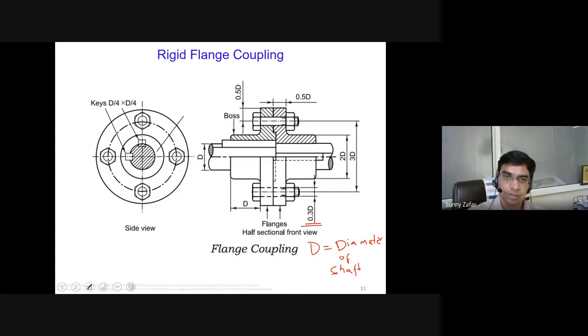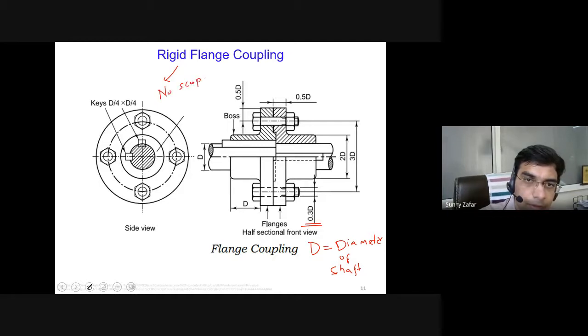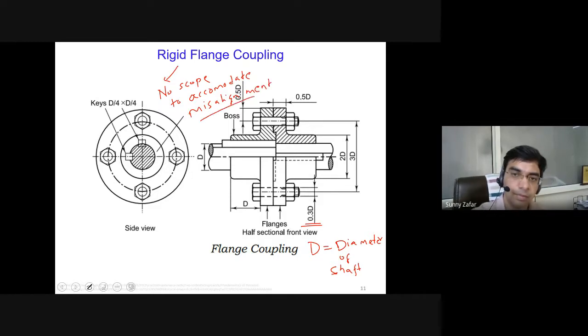So this type of coupling is also a rigid coupling. Why is it called a rigid coupling? Because there is no scope to accommodate misalignment. No type of misalignment can be accommodated in this because the bolts are rigidly connected to the shaft via the flange. But this type of shaft coupling is very good in transmitting power when no misalignment is possible.